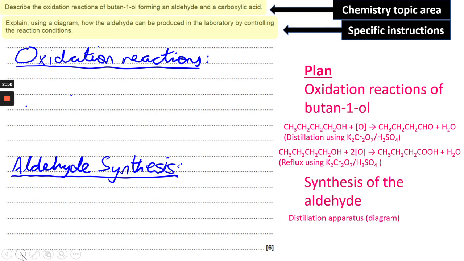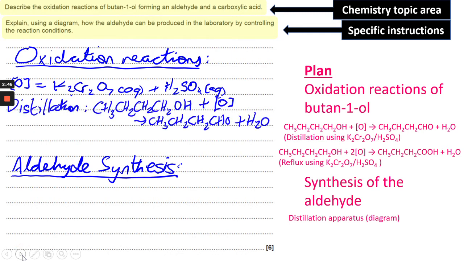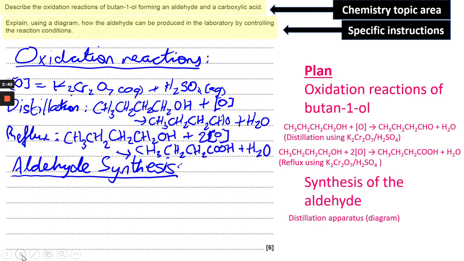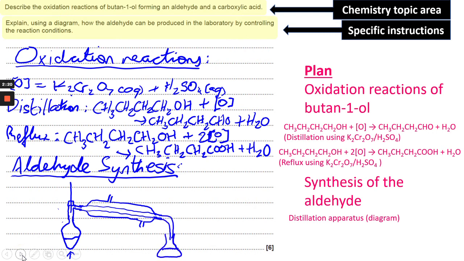So the oxidation reaction can simply be just put in, stating what O is, then we put O in square brackets. The distillation reaction and the reflux reaction can both be put in. So we've included the formation of an aldehyde and we've included the formation of a carboxylic acid. So synthesizing the aldehyde, we obviously need to set up our reaction vessel. That's a pear-shaped flask. Put in the condenser and then add at the end the collection apparatus.